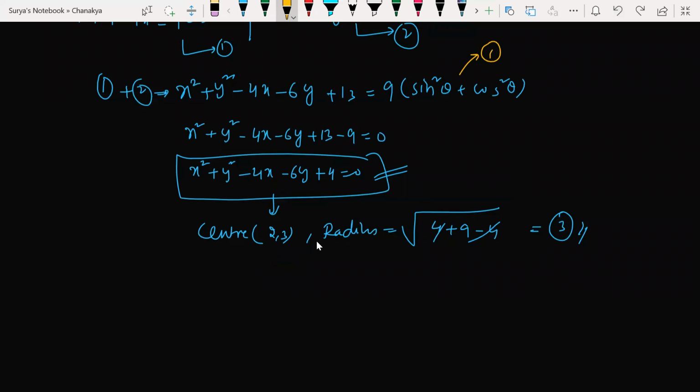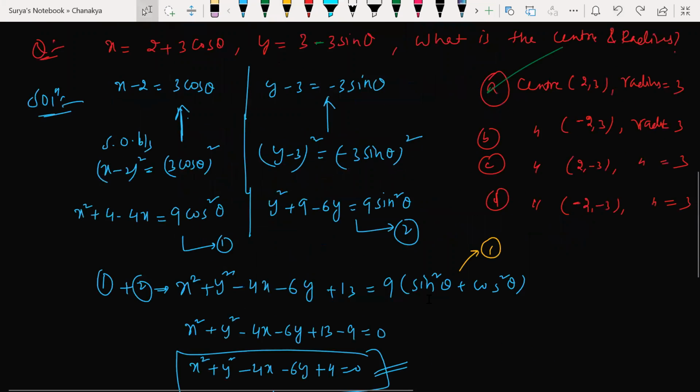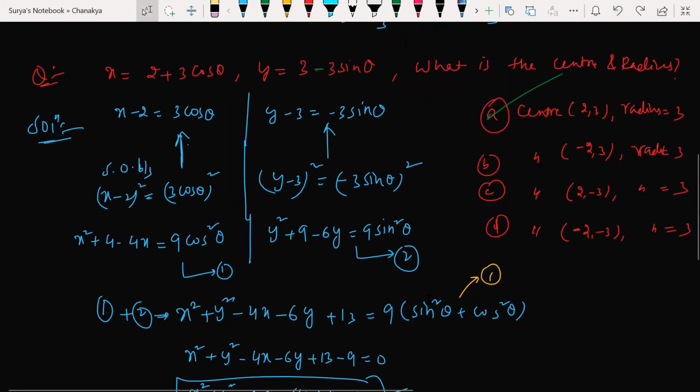Hope it is clear. Any doubts? If you are an intelligent student, then you delete all the other options. The only remaining option is option A. Observe here, -2 is nowhere available, and -3 is not available anywhere. So -2, -3 is not possible. The only possibility is 2, 3. That is also the right way of choosing.